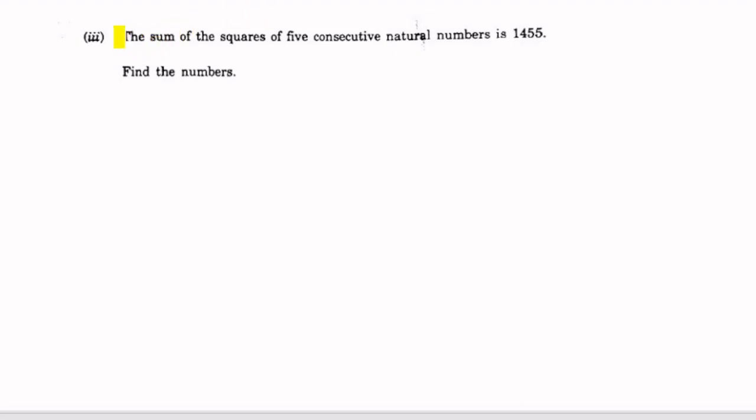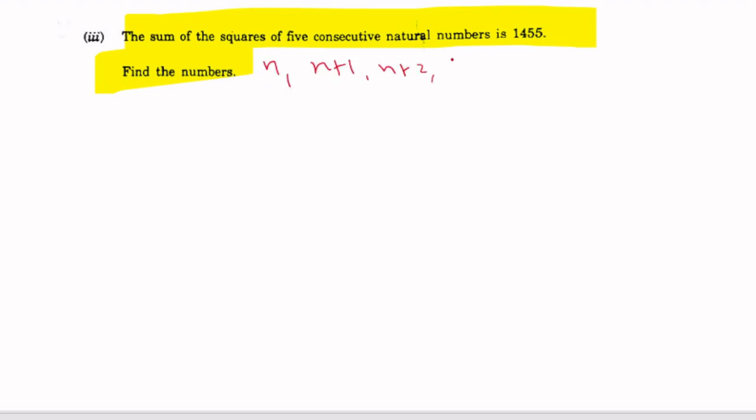So now the next question says the sum of the squares of 5 consecutive natural numbers is 1455. You have to find the numbers. And how to solve this one? We have not done this earlier, that's the reason we have to solve it in detail. Sum of the squares of 5 consecutive natural numbers. First you have to understand what are 5 consecutive natural numbers. So a natural number n, in series, n plus 1, n plus 2, n plus 3, and n plus 4. These will be 5 consecutive natural numbers.